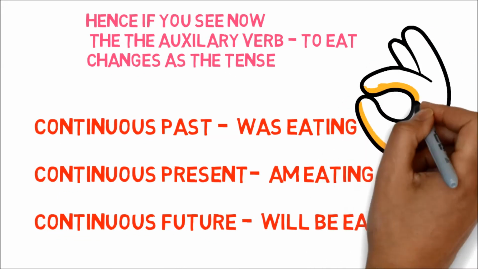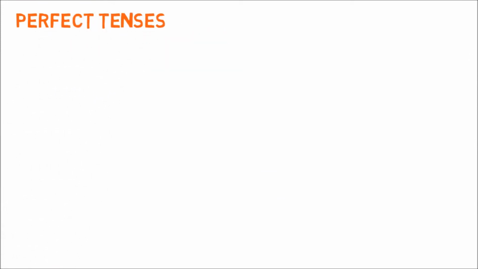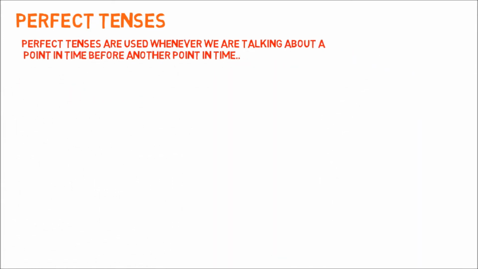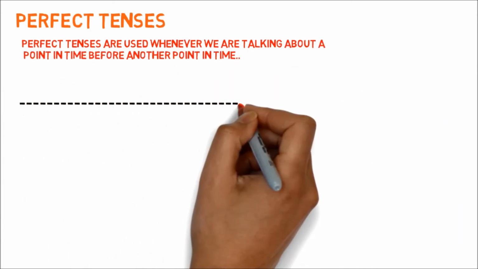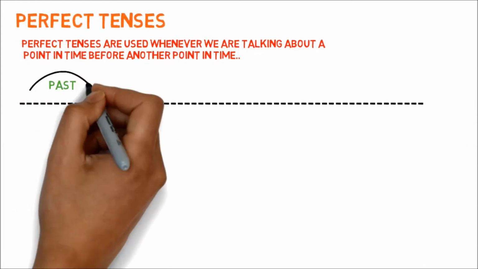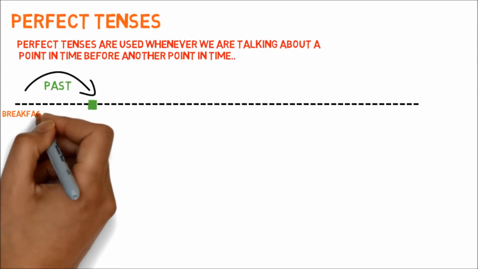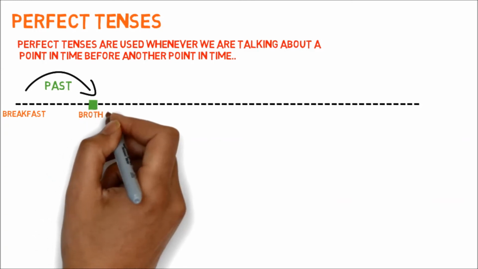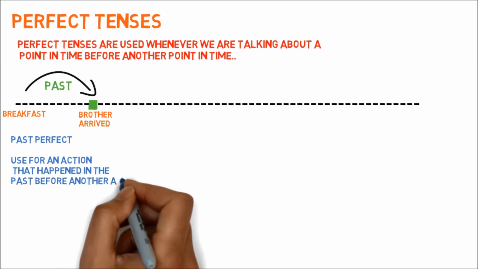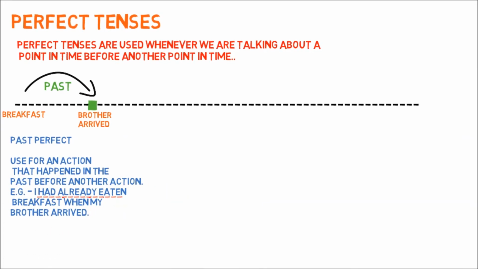That's great, we finished another lesson. Let's go ahead. Perfect tenses. Perfect tenses are used whenever we are talking about a point in time before another point in time. So there are two incidents happening here in a point in time. So if you can see, the action of breakfast and the action of brother's arrival. So the past perfect, the example would be, I had already eaten breakfast when my brother arrived.